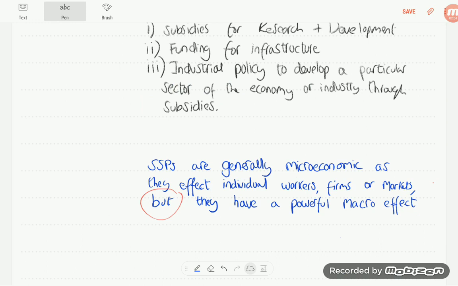The effects of supply-side policies are generally microeconomic, i.e., their direct effects are usually on individual workers, firms, or markets. However, these changes can have a powerful macroeconomic effect. Supply-side policies can make an economy more robust and flexible.